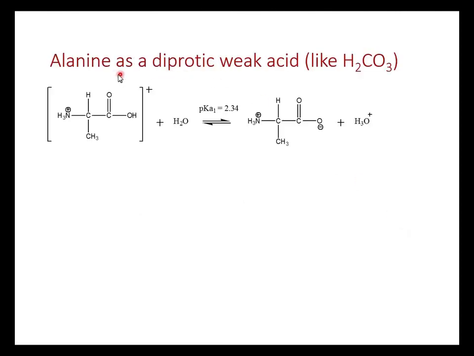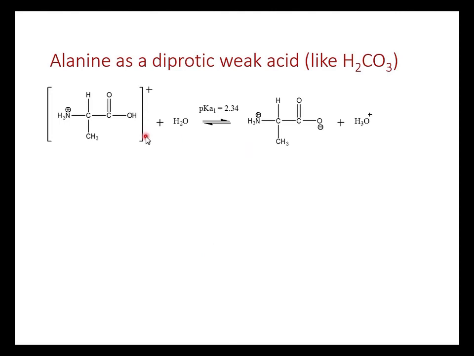All right, here's the first reaction from the fully protonated state. Alanine is going to act as a diprotic weak acid, sort of like H2CO3 would. It's going to lose one proton, and then it'll lose another proton from the conjugate base of that first reaction. So here's our first reaction with water. The pKa is 2.34, and you can see that that is the carboxylic acid H+. It's lost to form the carboxylate ion and H3O+.